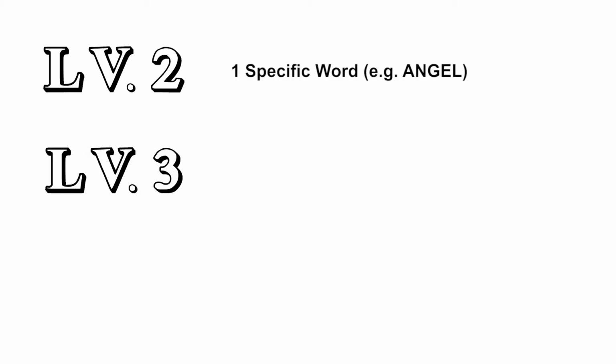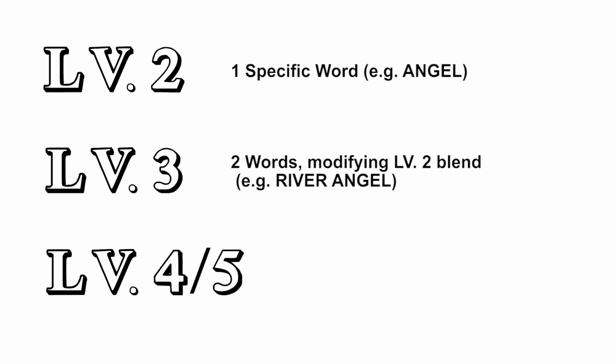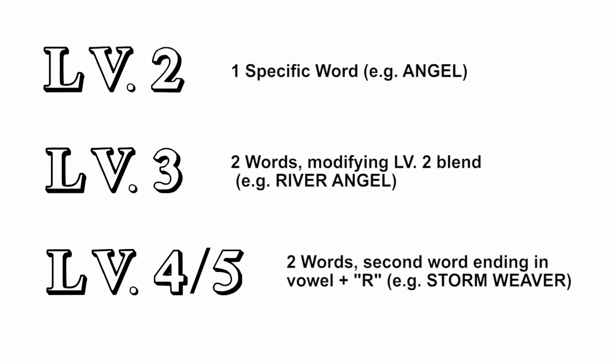When deciding on the nomenclature for Gem Blenders, it was important for me to create something that was unique, that matched this unique blend system that Gem Blenders has, and that also had some logic behind it. So the basic outline I came up with for Gem Blenders nomenclature is as follows. All level 2 blends are going to be named using one specific word. All level 3 blends are going to be a 2-word name that modifies a level 2 blend. All level 4 and 5 blends are going to be 2-word names as well that do not modify any blends before it, and the second word has to end in ER, AR, OR, IR.